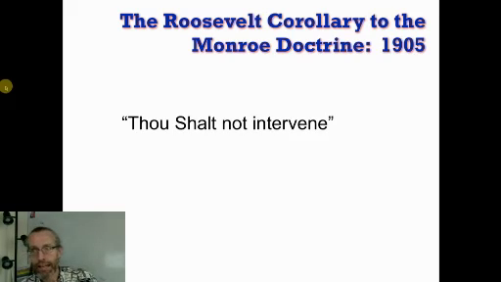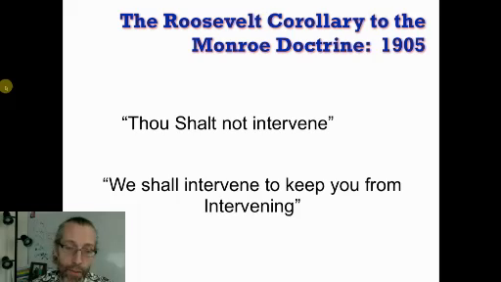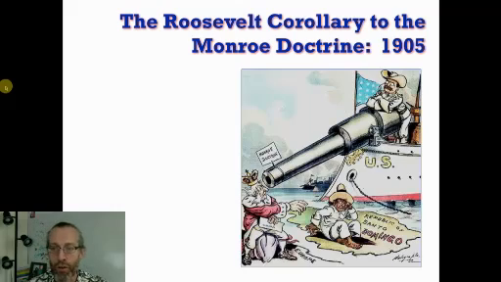Teddy talked about this idea known as the Roosevelt corollary to the Monroe Doctrine. He didn't want to create his own new doctrine, so he thought he would just add on to the famous Monroe Doctrine. The Monroe Doctrine basically said to Europe, thou shalt not intervene, right? Well, Teddy came along and said, we're going to intervene to keep you from intervening, because we're not going to allow that to happen. And so this is a great cartoon showing that, where Teddy comes in with his big gunboat and he's telling the European powers, stay out of our hemisphere.